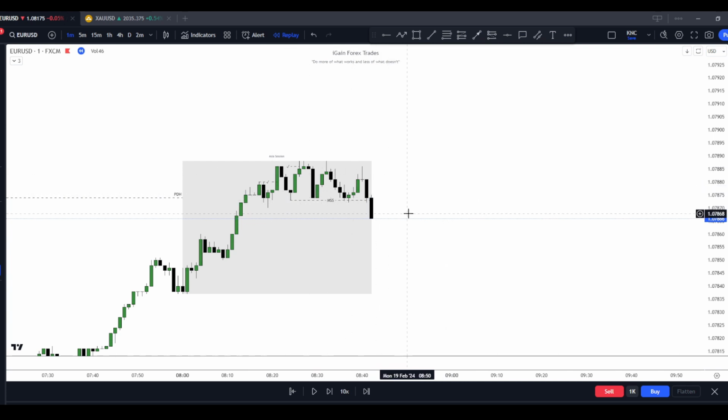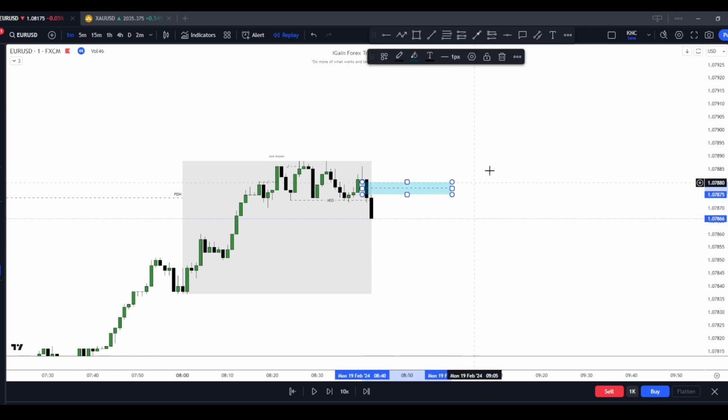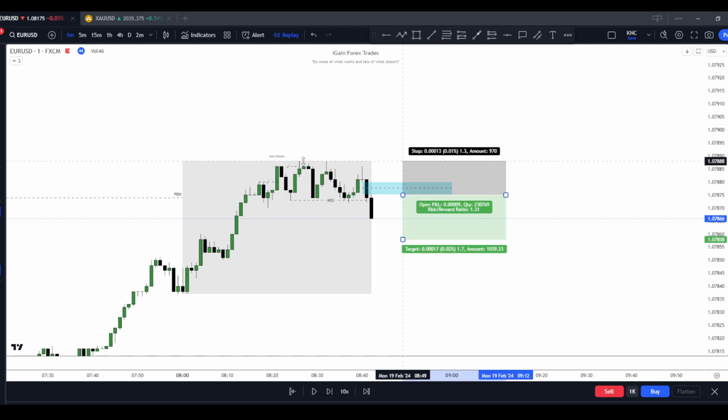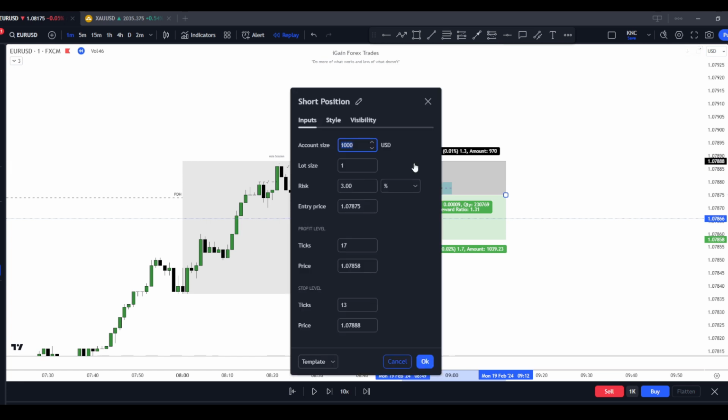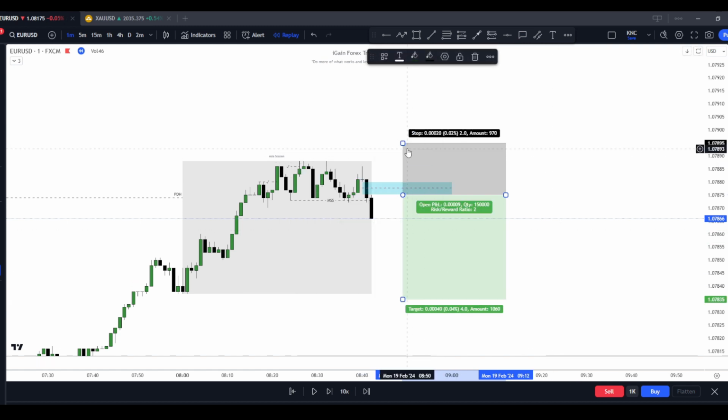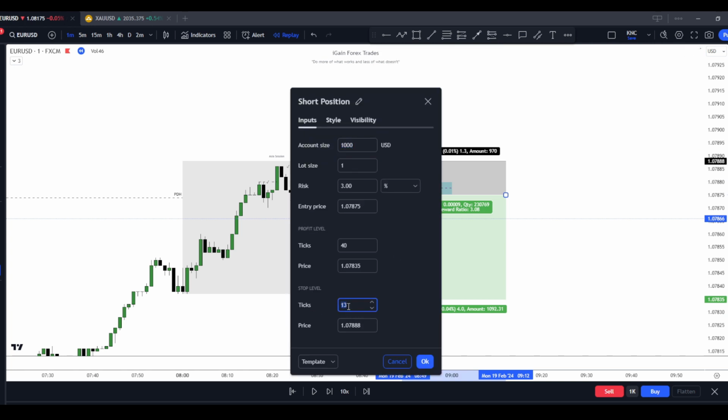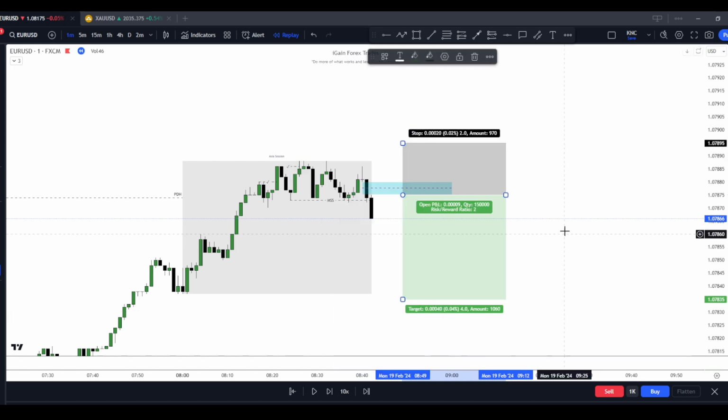So our next thing to do is we mark this fair value gap. So we place our entry here. Stop loss just above this high. So that's 13. Let's put 20 and then target a 1 is to 2 risk reward ratio. Because if we just put this one here, 13, that's only 1.3 pips, so we are sure to get stopped out by the spread. Okay? So that's 1 is to 2.